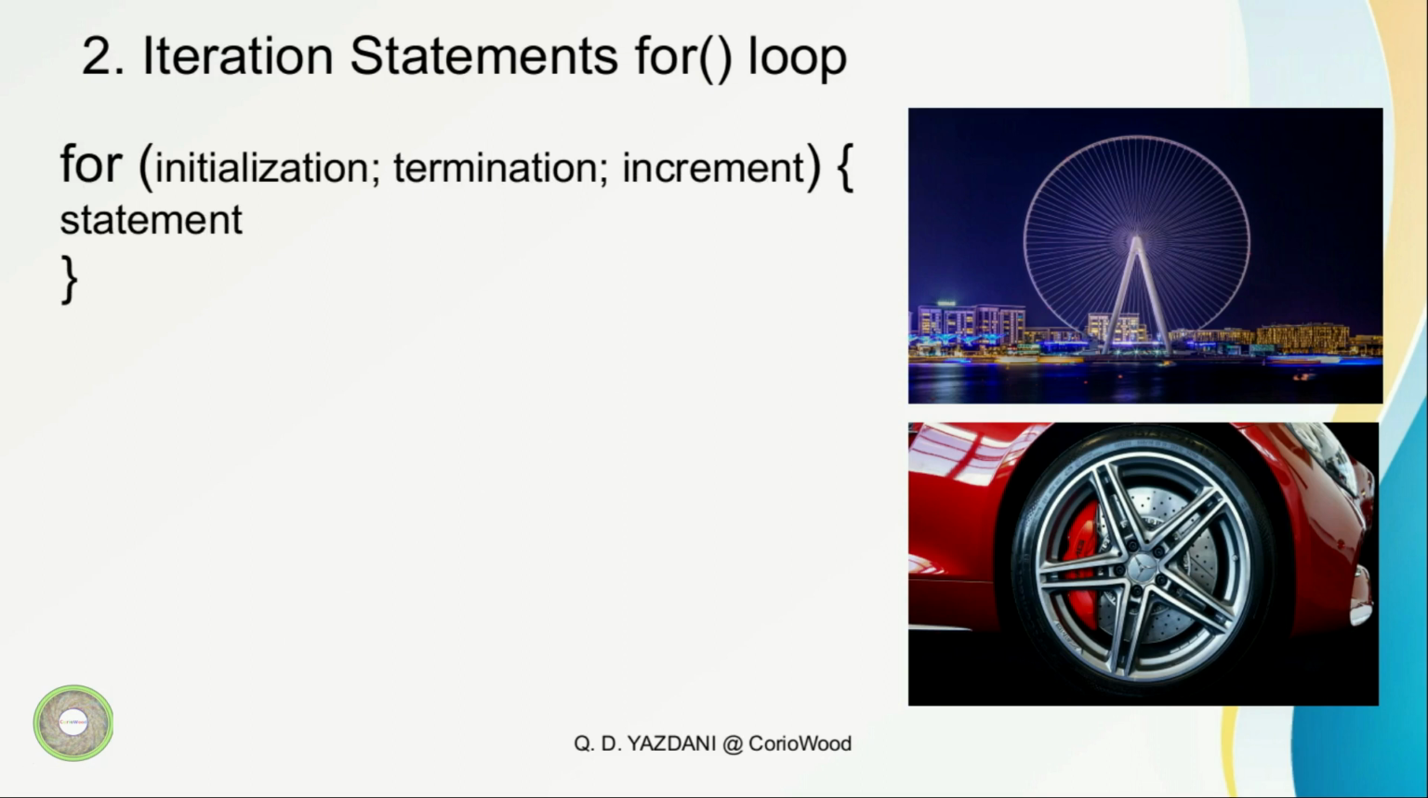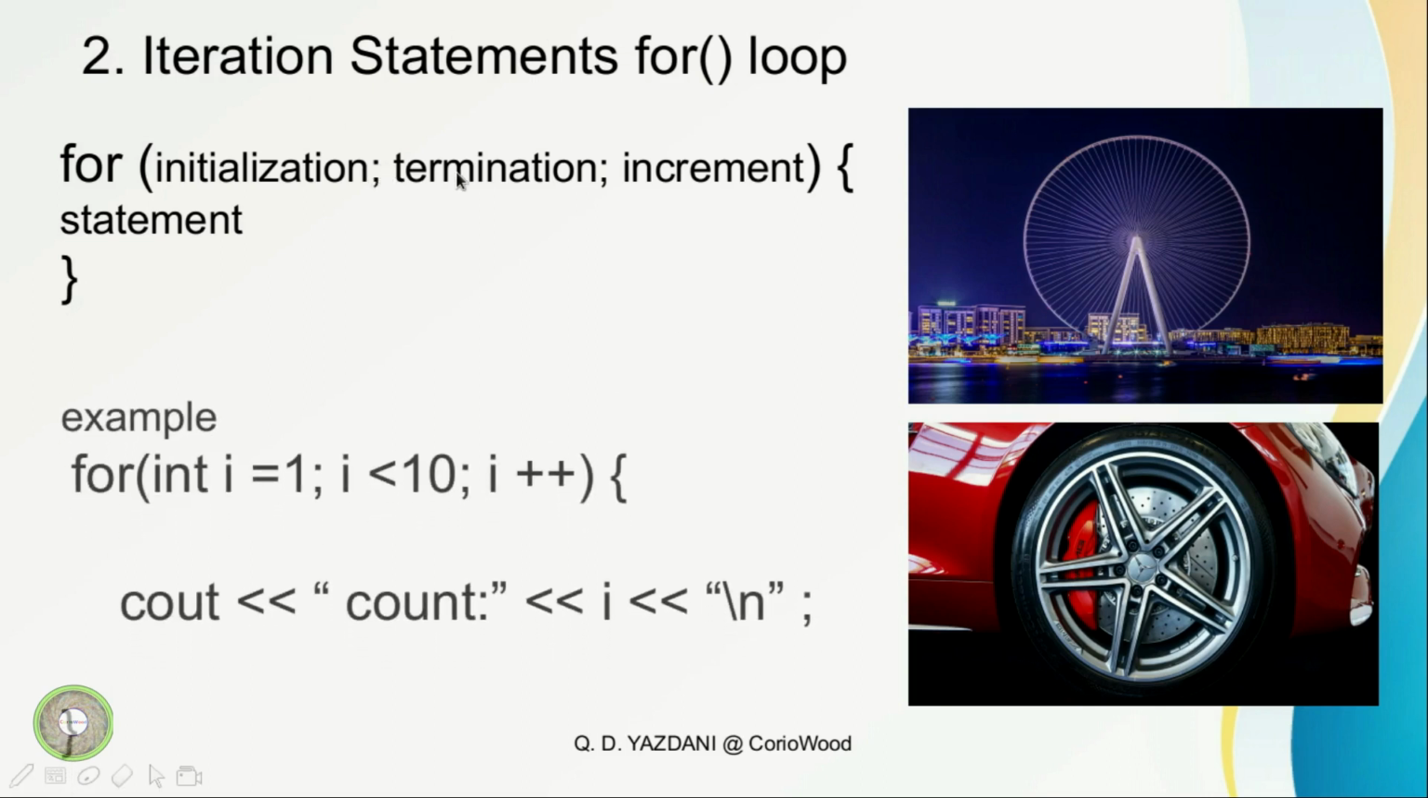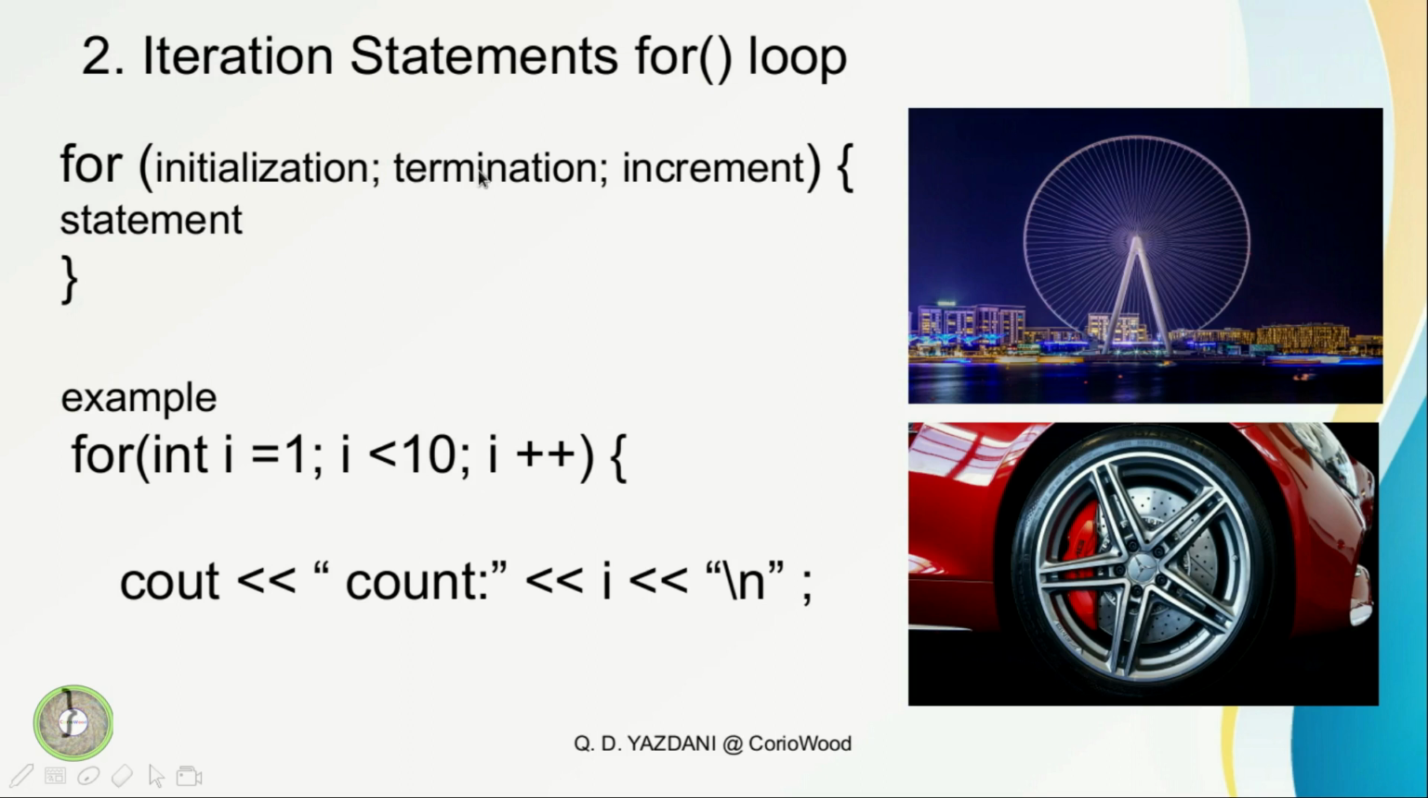We start with the for keyword, and we open our parentheses. The first part is initialization. We declare our data type int, our i, our count, anything, and we set it to 0 or 1, or anything we want. Normally 0 or 1. Then we terminate it, and then we increment or decrement, and then the statement comes inside the block. That's the example of a for loop.